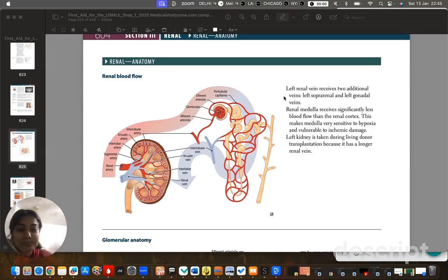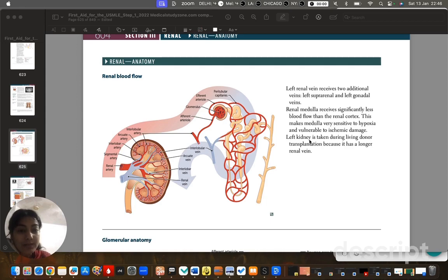It makes sense. Renal medulla, which is this part, receives significantly less blood flow than the renal cortex, and you can see why, because all of this structure is in the cortex, right? This area is in the cortex, whereas this should be in the medulla. This makes the medulla very sensitive to hypoxia and vulnerable to ischemic damage.